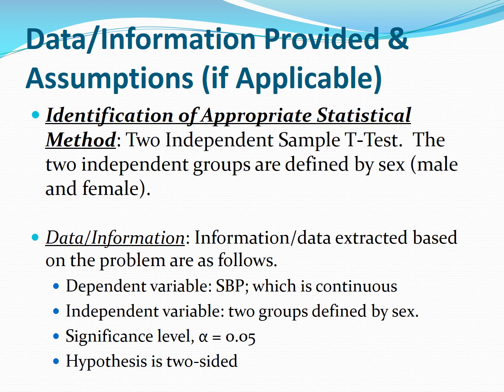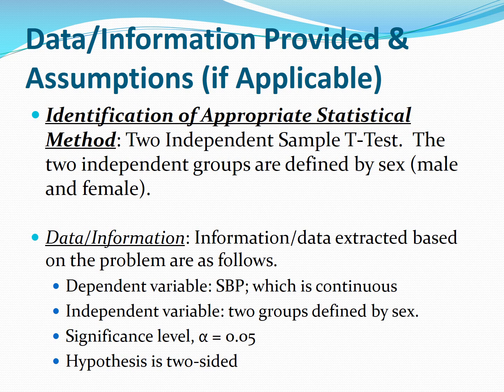Next, we will cover the data and information provided, basically indicating why we chose to use a two-sample independent t-test. We're using a two-sample independent t-test because the dependent variable, which is systolic blood pressure, is continuous. Our independent variable, which is sex, is categorical, defined by two groups, males and females. So we're comparing the means of two groups, both of which are independent of each other. Therefore, we would use the two independent sample t-test.